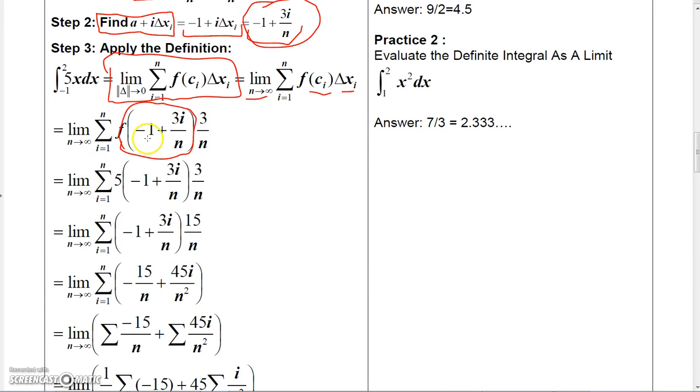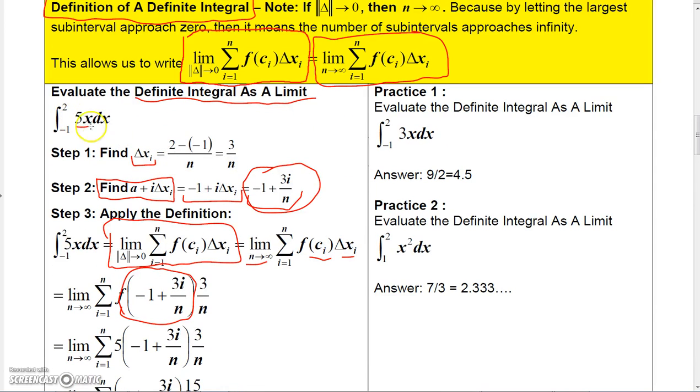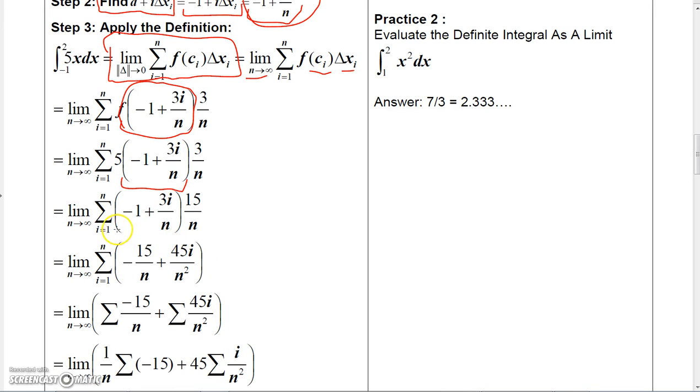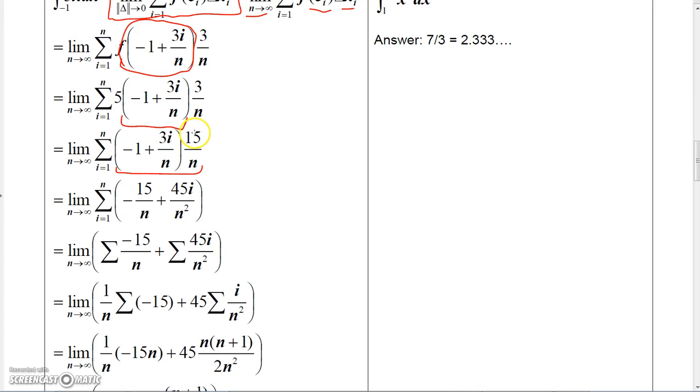Now, if you evaluate the function, remember the function is 5x. So if you evaluate the function at this, you're going to get 5 times this expression here, times 3 over n. Well, I just went ahead and multiplied 5 times 3 and got 15 over n here, and just left it on the outside. And then when you distribute the 15 over n through, you get minus 15 over n plus 45 i over n squared in here.